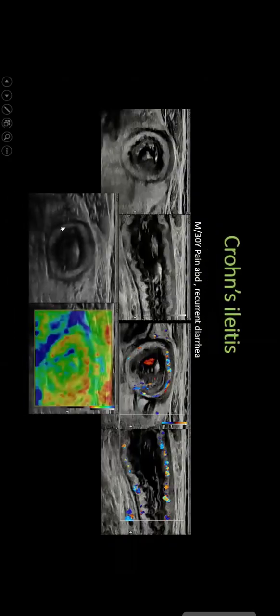Another male, 30 years, we can see a target-like concentric thickening, prominent submucosal layer. This is mucosa. This is muscularis propria. This is serosa. Gut signature is preserved right now. There is mural hyperemia. Again, when we apply elastography, we can see this red is hard here. So the wall, particularly the submucosa, becomes stiff.